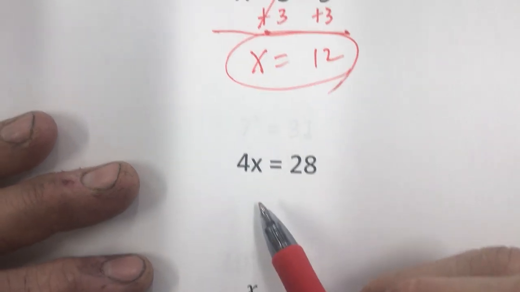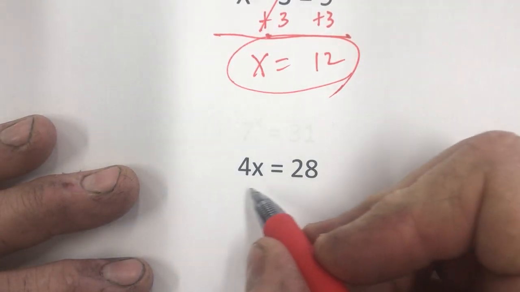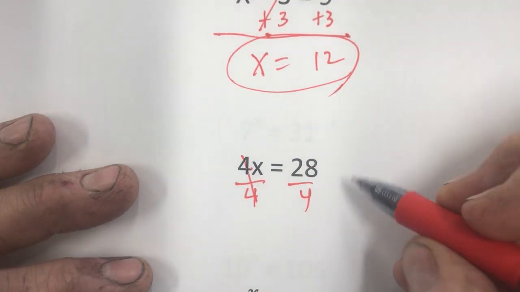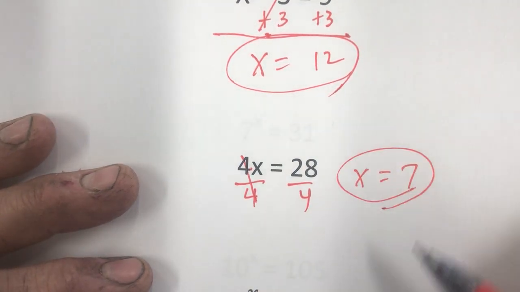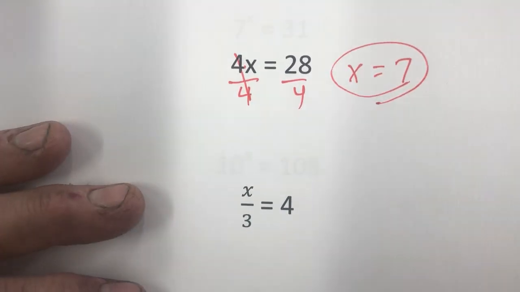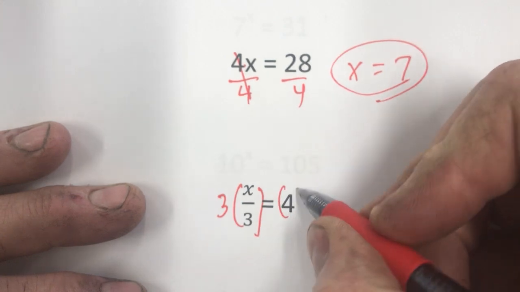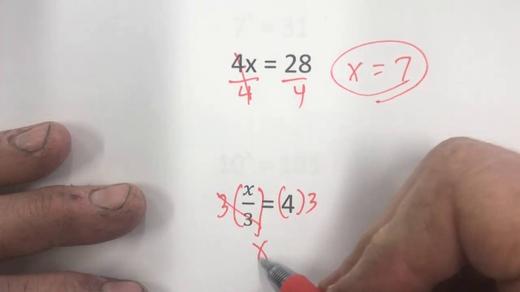If you have 4x equals 28, that's 4 times x. So I divide, which is the inverse of times, and those cancel. X equals 7. Same thing here. X is divided by 3, so I do the inverse, which is multiply. Multiply both sides by 3. X equals 12.